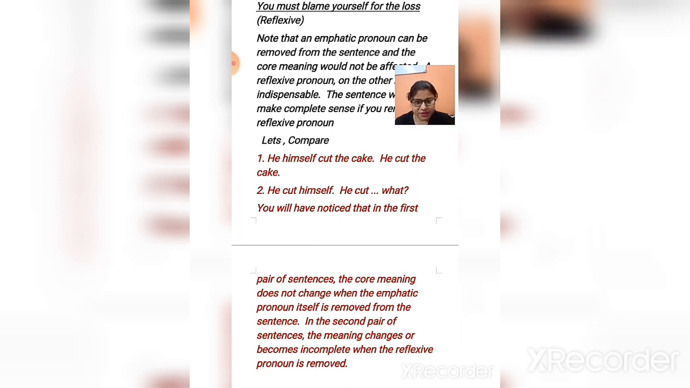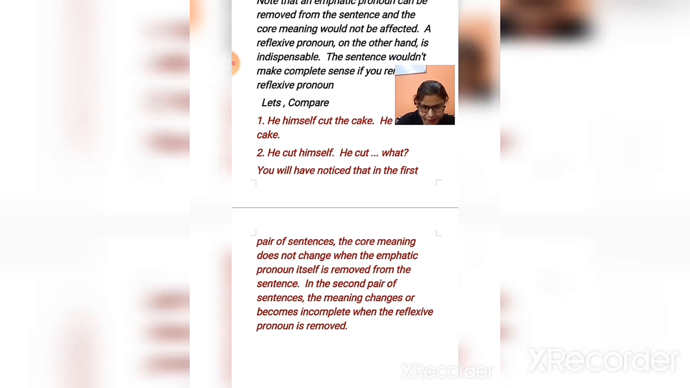See the next point says, he cut himself. If here we remove the word himself, then the question will be: he cut what? So we cannot remove himself here, because himself is a reflexive pronoun, and if we remove any reflexive pronoun, our meaning will be affected. So that I explained, it is written here.